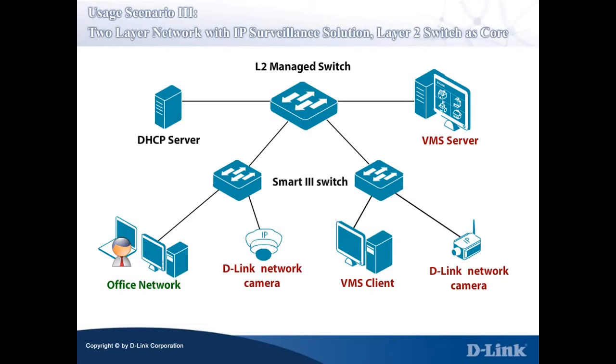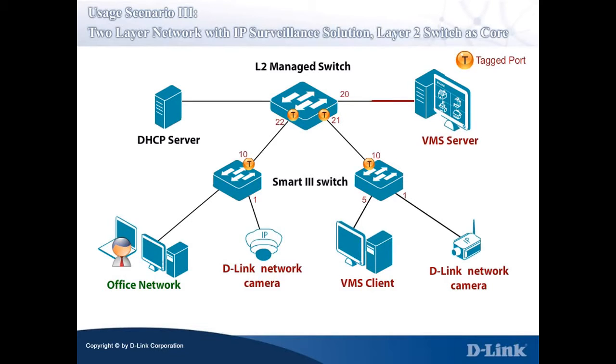This slide shows you the connection ports among the L2 managed switch, Smart 3 switch, and all of the components. Please note that the links between the Layer 2 managed switch and the Smart 3 switches are trunk lines with tagged ports because they have to carry multiple VLANs. For this scenario to work properly, you need to have DHCP service for both Office and Surveillance Network, either 2 DHCP servers or 1 DHCP server that can provide DHCP service for Office users and surveillance devices.